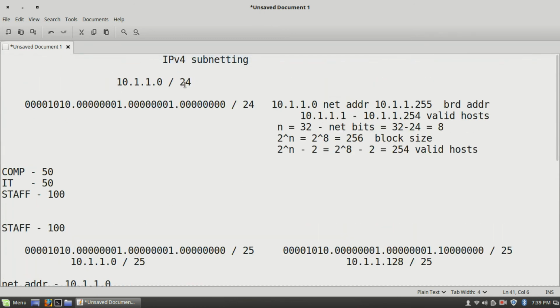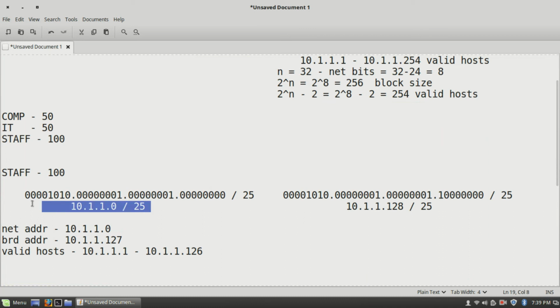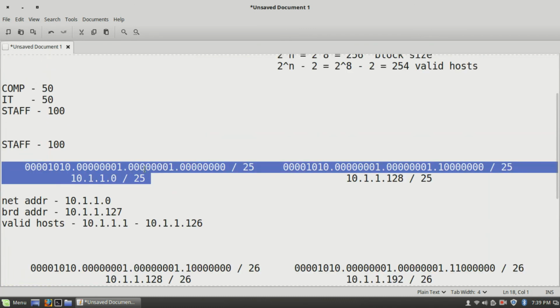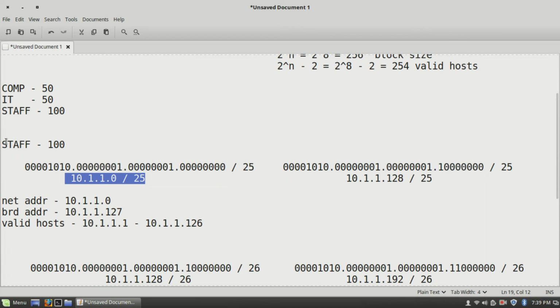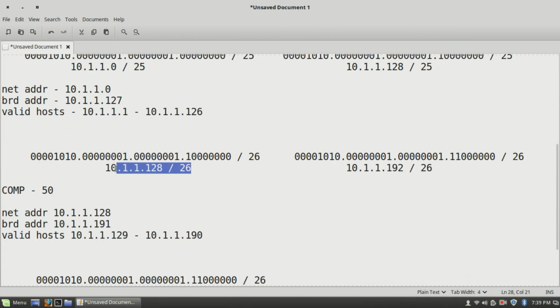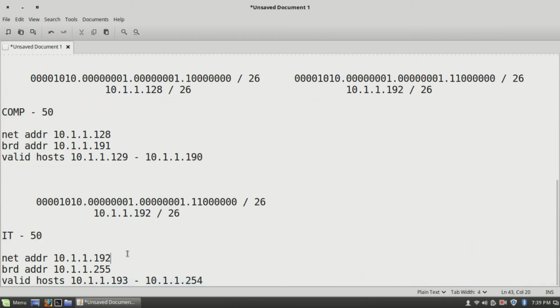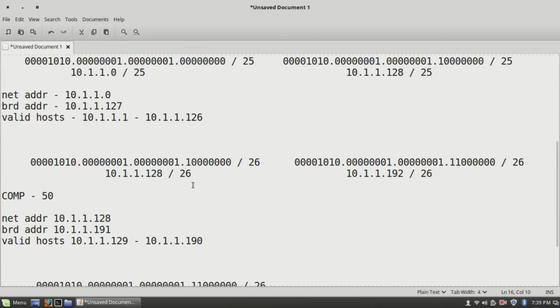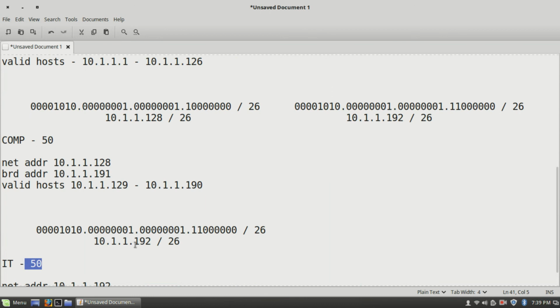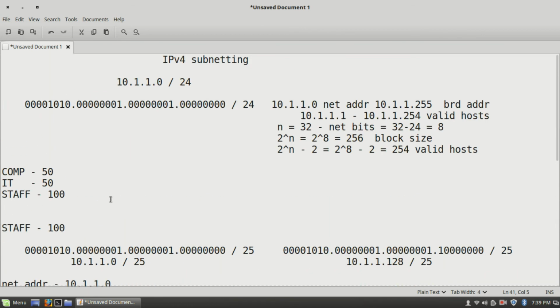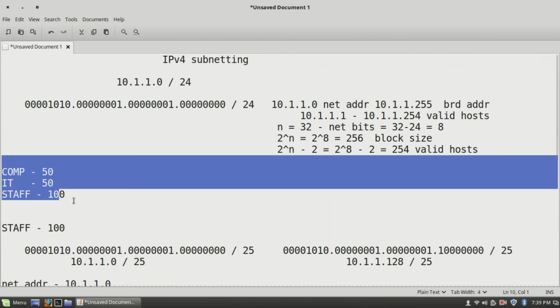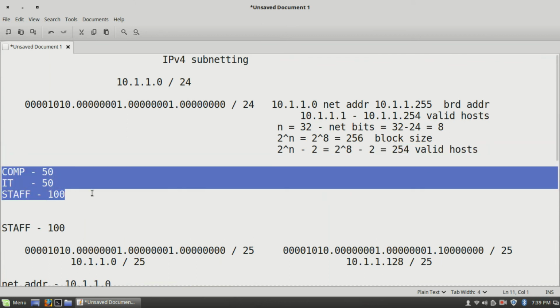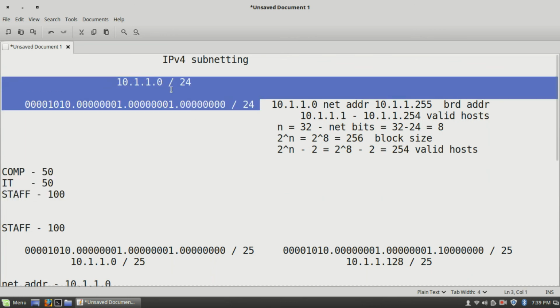So as we can see, we had this network of /24, we created one network of /25, which was this one, and we assigned it to staff. We created 2 networks of /26 and we assigned them to computer and IT. So the block sizes used were 128, 64 and 64, and we assigned the networks respectively to all these departments. So yes, I think that's what I wanted to talk about for subnetting.